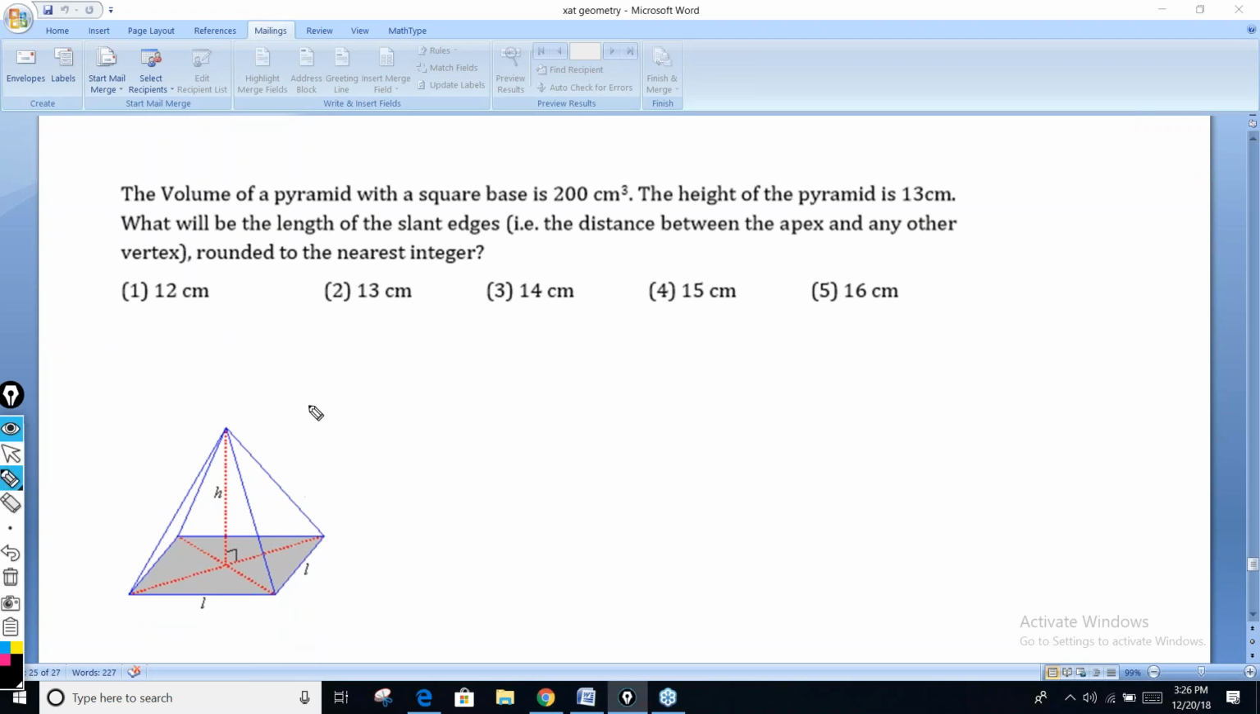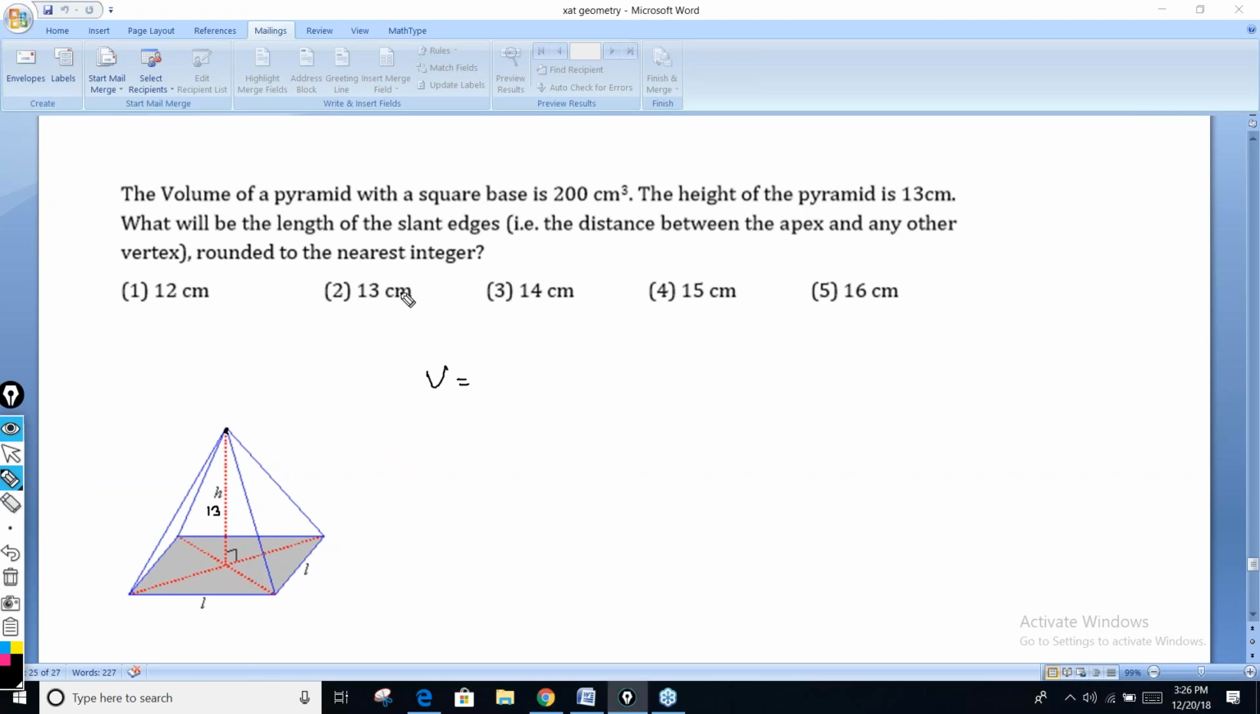The next question says the volume of the pyramid with square base is 200 centimeter cube. The height of the pyramid is 13. What will be the length of the slant edge, that is the distance between the apex and any other vertex, rounded to the nearest integer? So we need to find out, let's say if I name it, that blue line.